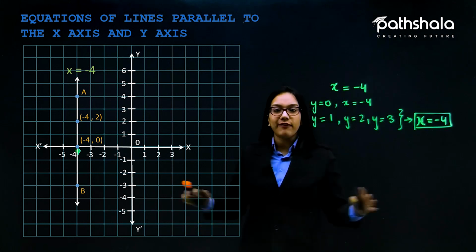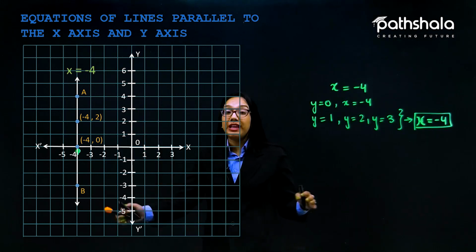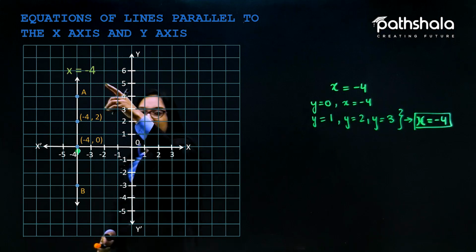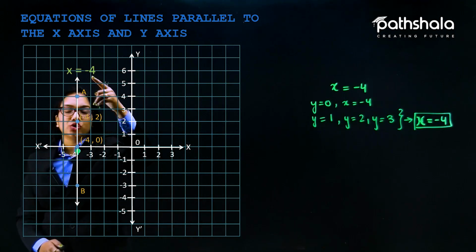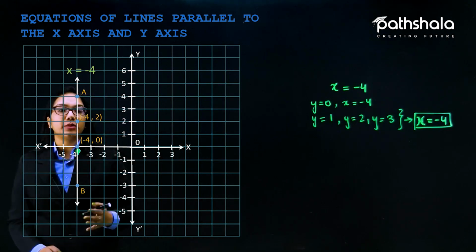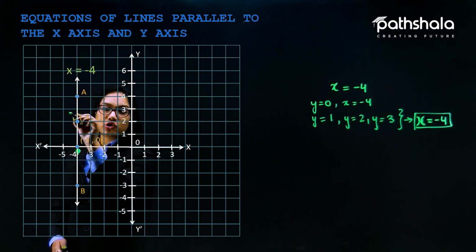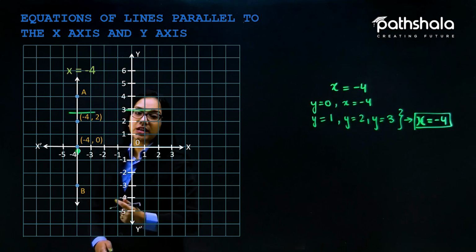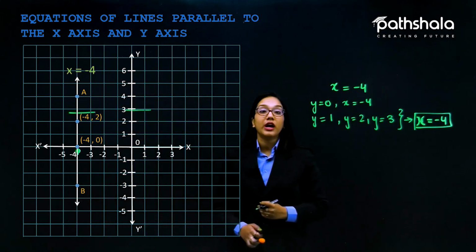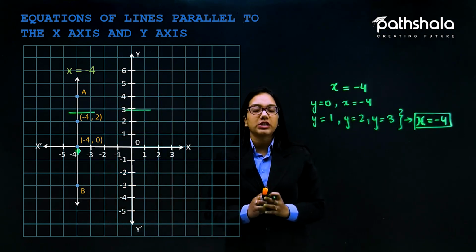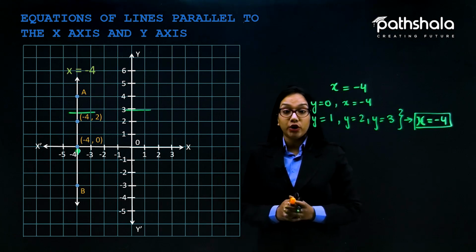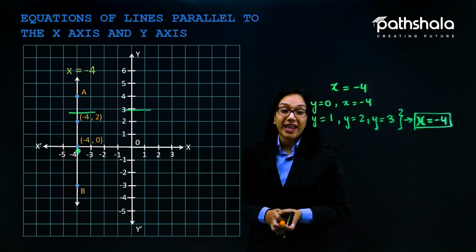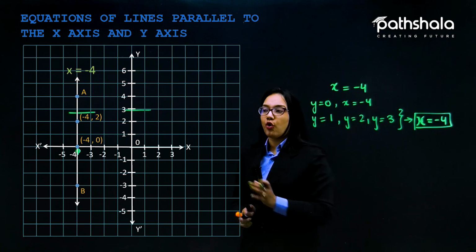Because if you take any value that is lying on this line AB, they all will represent x = -4. So this is nothing but a line which is coming out to be parallel to the y-axis. So this is all about the geometrical representation of x = -4 on the Cartesian plane.